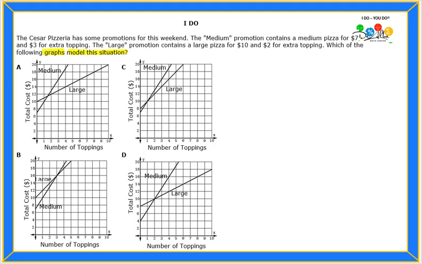Is that right? Okay. And I can see that we're talking about two kinds of pizzas, right? We're talking about the medium pizza and the large pizza. So what do I know about the medium pizza? Well, the medium pizza is for $7, right? But if you want to add any extra toppings, you've got to pay $3 for each extra topping. What about the large pizza? Well, the large pizza, of course, is more expensive. It's $10. But notice how they're charging you $2 for any extra toppings, right?